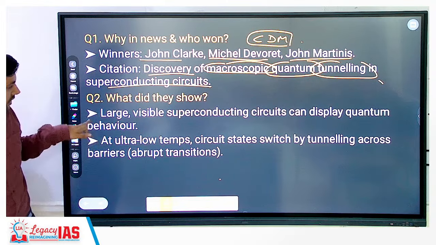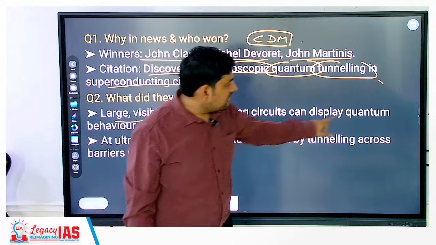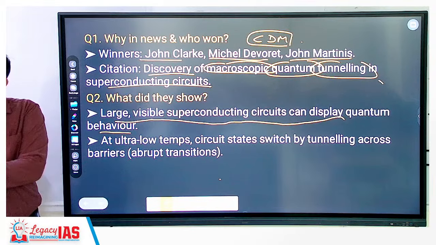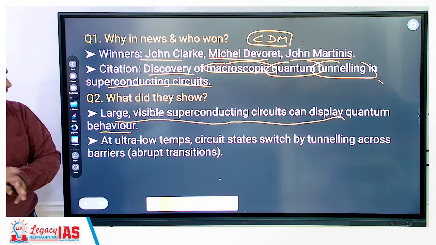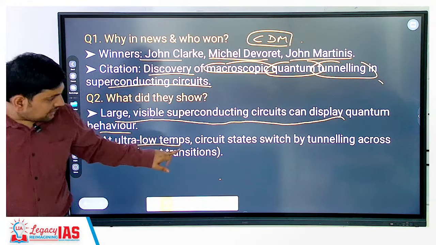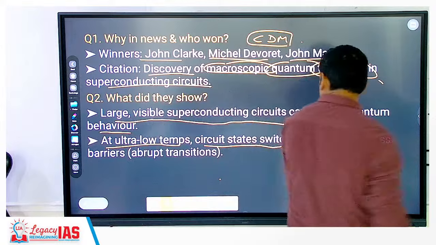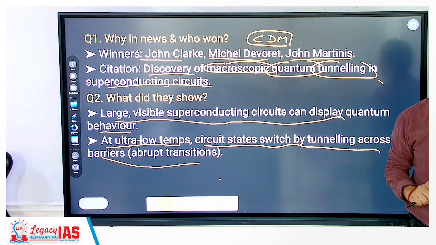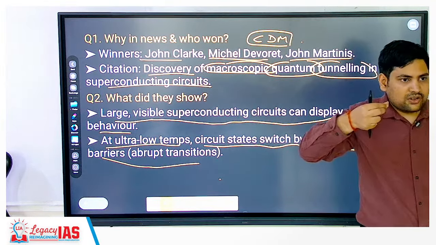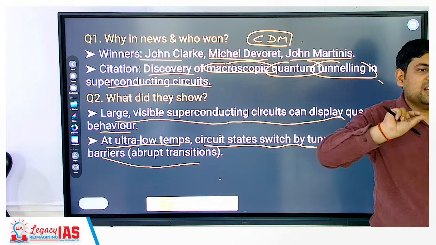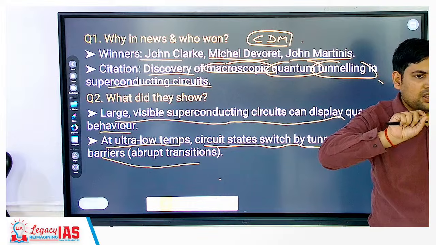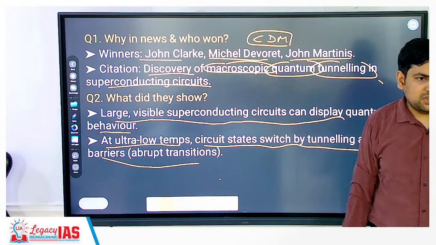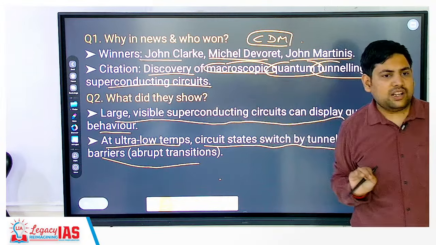Now, what did they show? They showed that large, visible superconducting circuits can display quantum behavior. They were large enough to be held in hand. At ultra low temperatures, circuit states switch by tunneling across barriers, or abrupt transitions were observed by them. Abrupt transitions means electrons are here, they should need energy to pass over a barrier, but they saw that electrons are moving without any barrier. Why? Because they were following quantum tunneling. Basically it forms a tunnel-like structure and the electrons can go beyond.